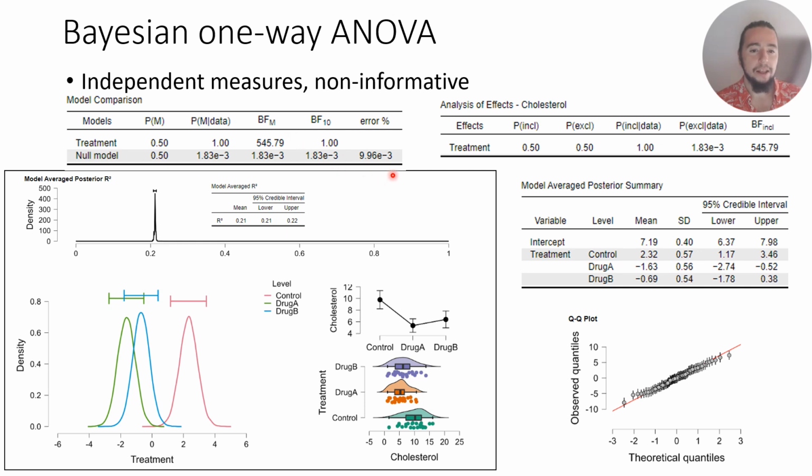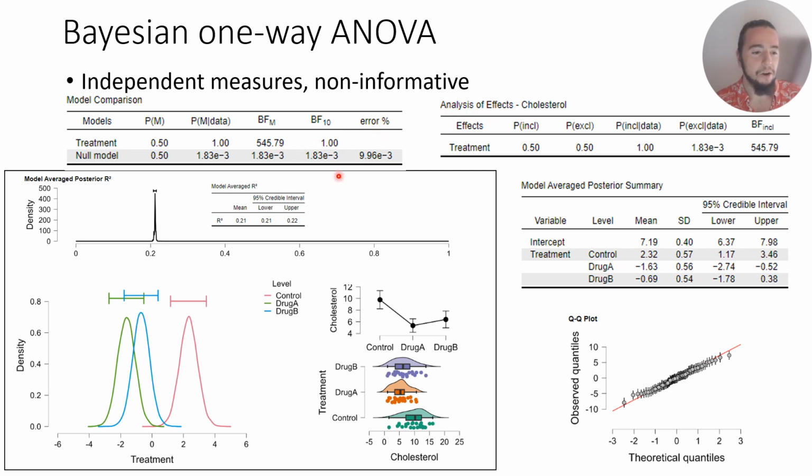Okay, so you can have an analysis of effects here that has the same information but kind of different, because the prior probability of including this variable in the model and of excluding the variable from the model is 0.50. Those are exactly these ones. After that, the posterior probabilities of including and excluding the variable in the model given data are basically 1 and very low, as you can see here. And we also have the Bayes factor of including this variable, that is this one, 500.